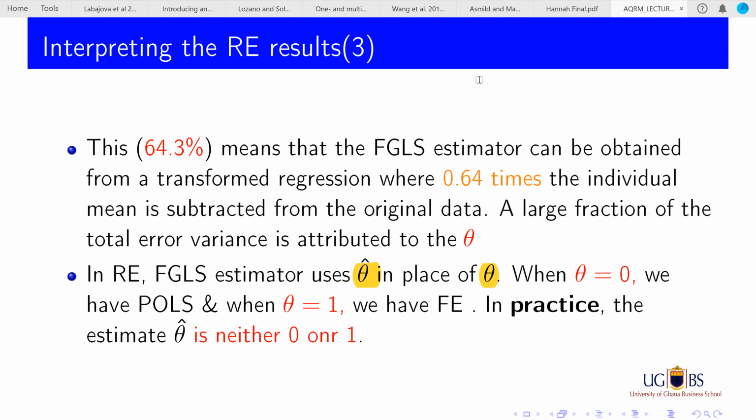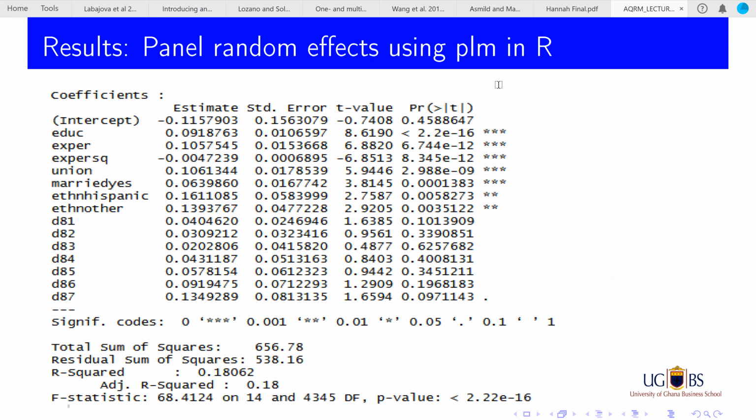The theta is not known, and because it is not known, we need to estimate it from somewhere. So whatever theta you are seeing there is an estimated theta, not a true theta. And we've indicated that in real life, the theta is neither 0 nor 1. It's in between the two, because when it's 0, we are back to pooled OLS, and when it is 1, we are at the fixed effect model. All right, so let me wrap this up and answer all your questions.